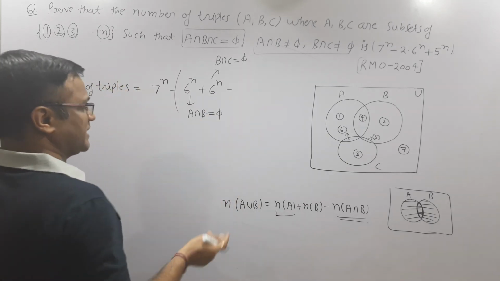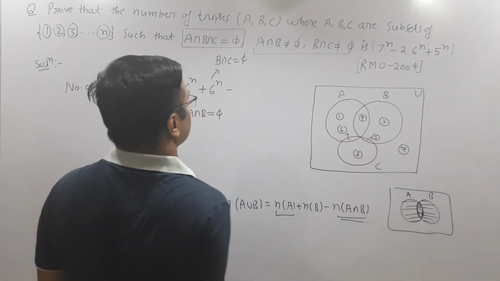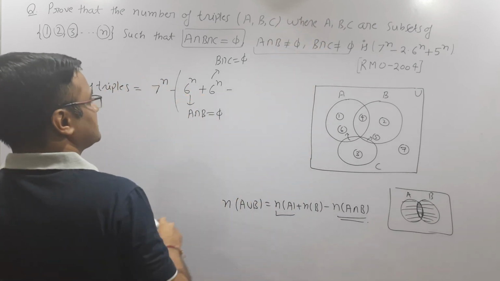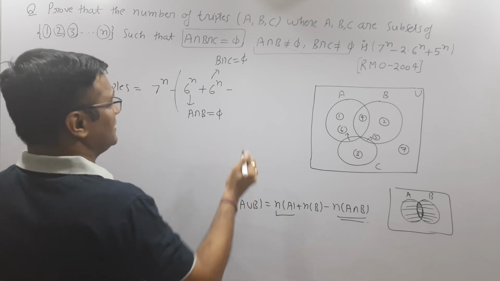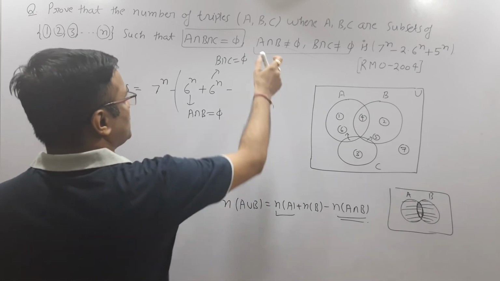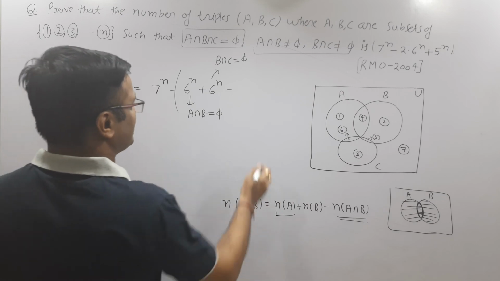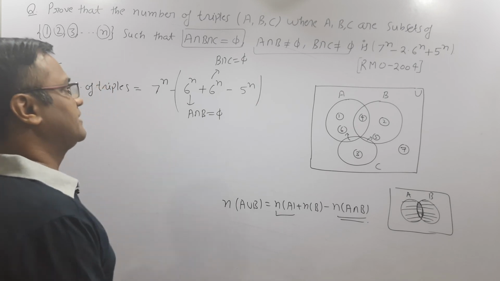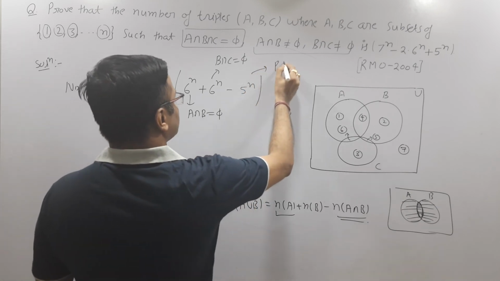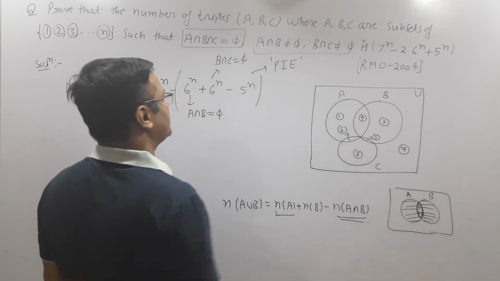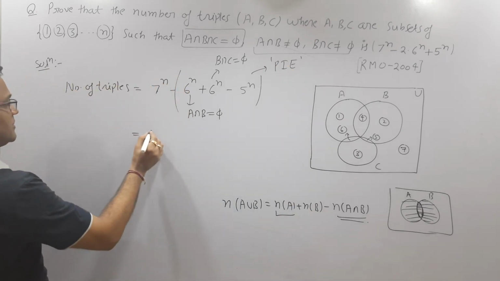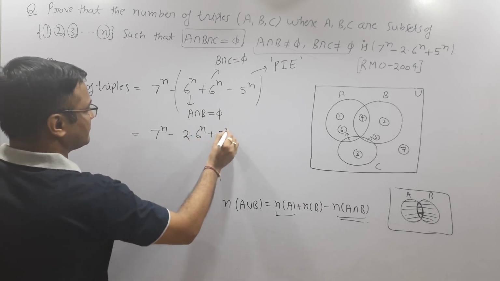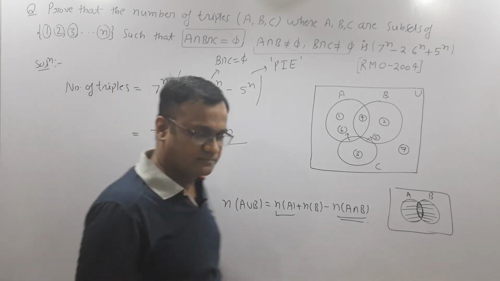Now the case when both regions are simultaneously empty, when this is empty and this is empty, this counting is included in both the cases. So we have to subtract that case one time. When both regions are empty, then each element has now 5 choices. So the possible number of triples is what? 5 raised to the power n. What are we using here? We are using the principle of inclusion and exclusion. Then obviously the number of triples is 7 raised to the power n minus 2 times 6 raised to the power n plus 5 raised to the power n. Hence proved.